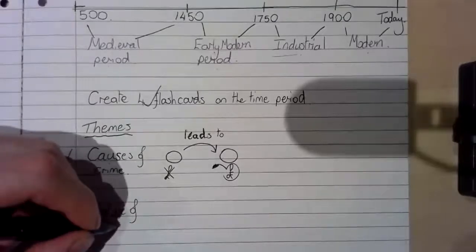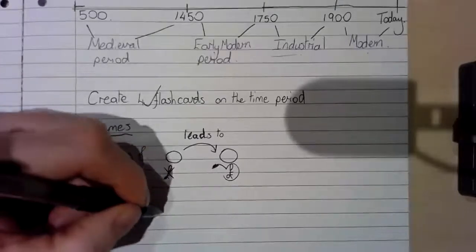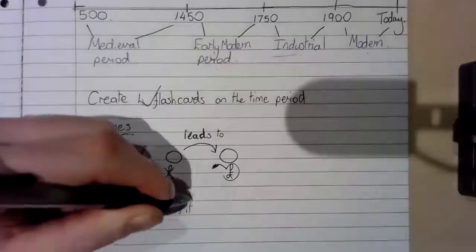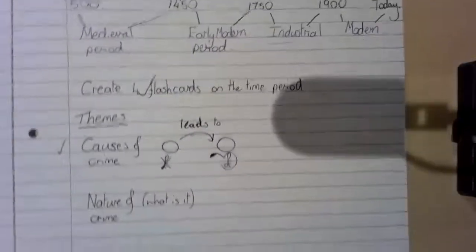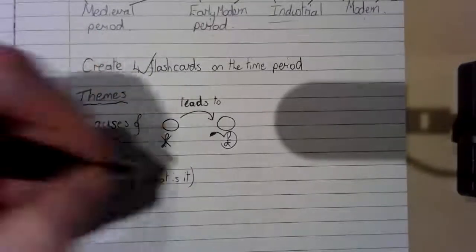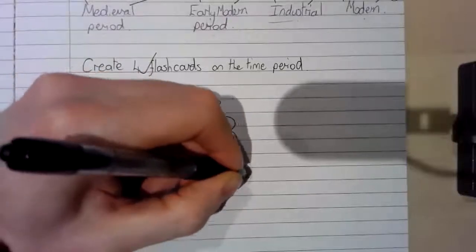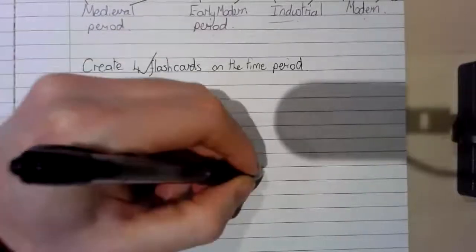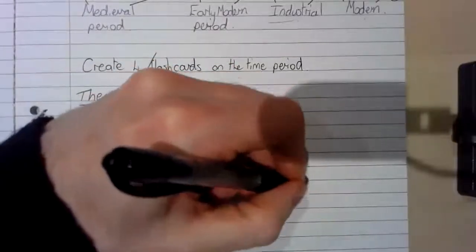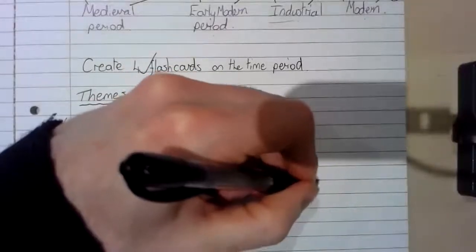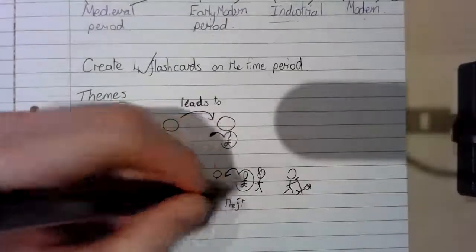Then another one is a nature of crime. A nature is, what is the crime? You may have heard it in science of the nature of something. What actually is it like? Okay, so for instance, nature of crime could be theft. So this person steals money from this person. This person stabs this person. The nature of the crime is the theft and the murder.